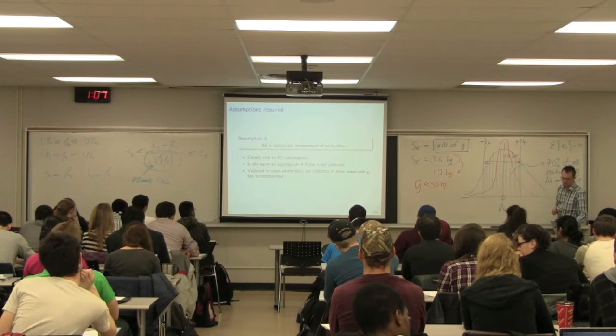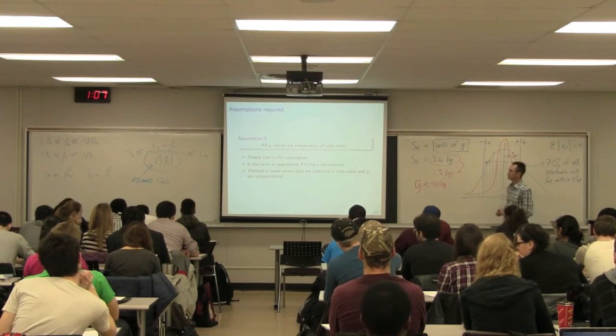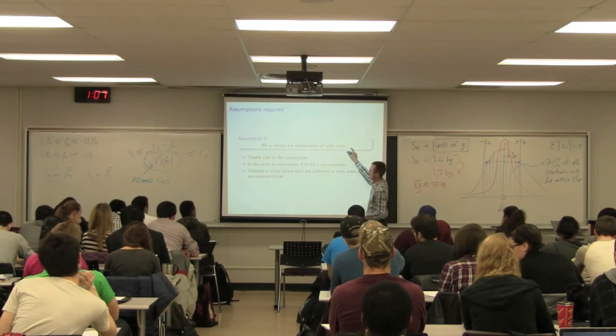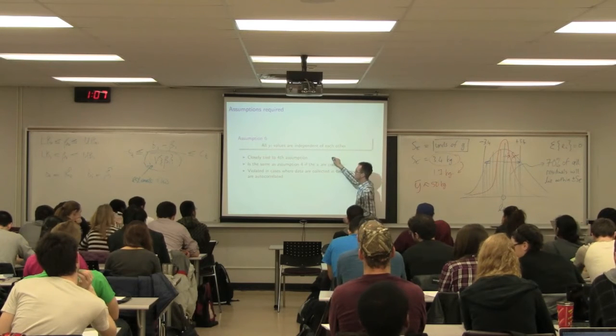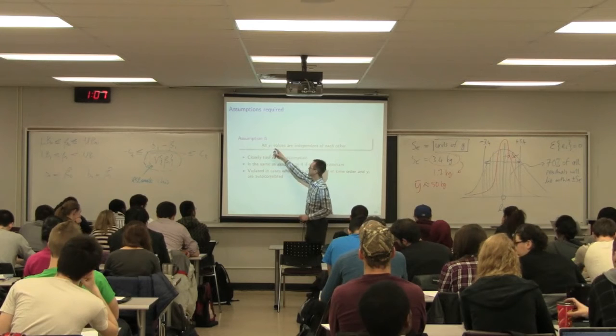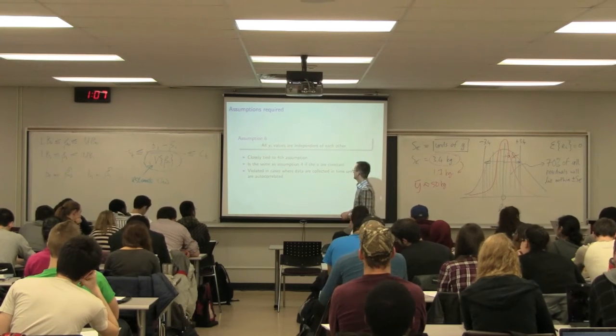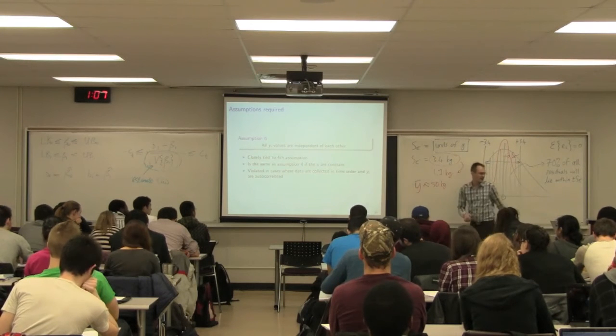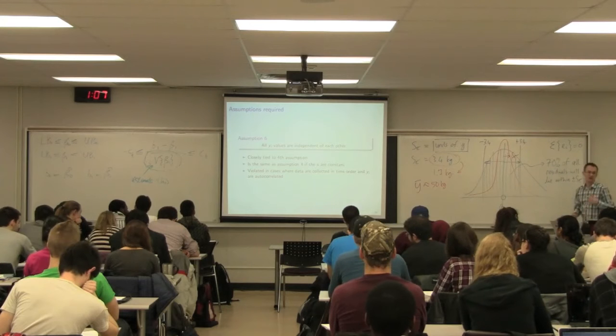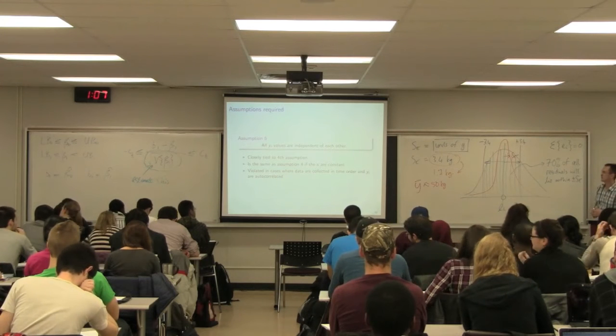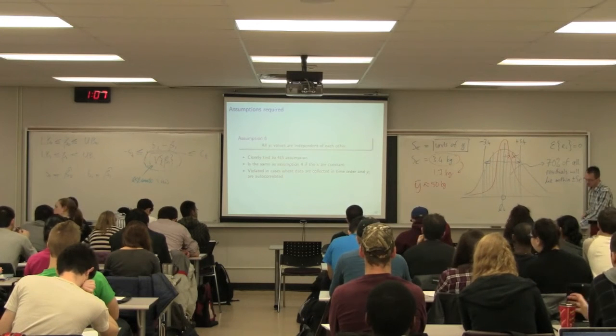And the final assumption we need to make is that my y data points are independent of each other. So every y_i value is unrelated to the other. Again, very easily violated when you're taking data on a process where the process is moving pretty slow.